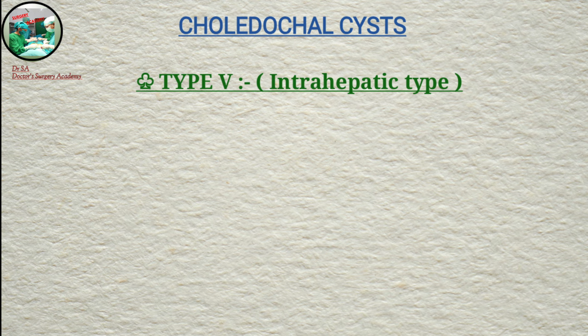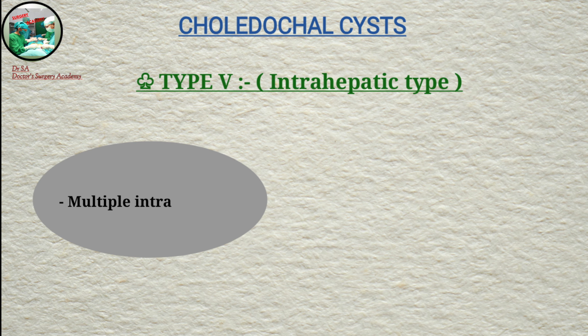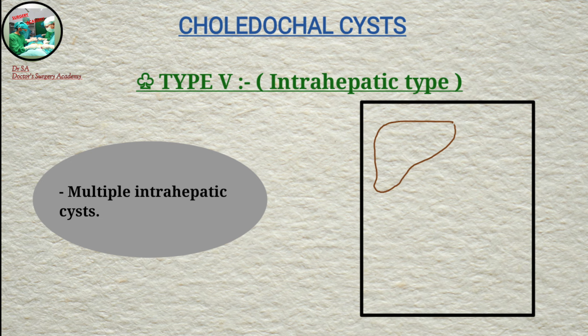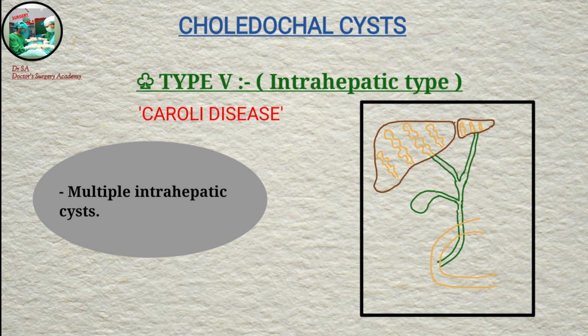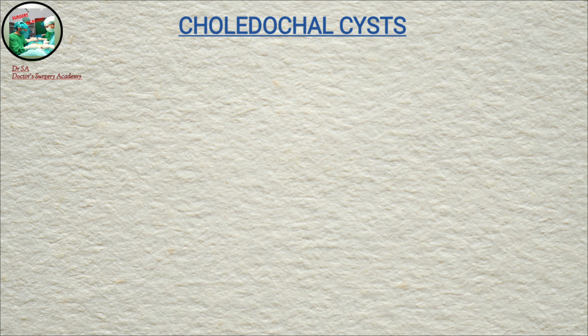Finally, we come to type 5, also known as the intrahepatic type. Unlike the previous types, the dilatation is confined to the intrahepatic bile duct. In the diagram, notice the multiple cystic dilatations within the intrahepatic biliary tree. This characteristic appearance represents type 5 choledochal cyst, also known as Caroli disease.